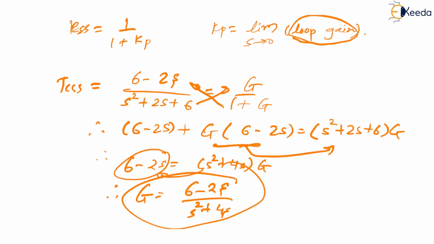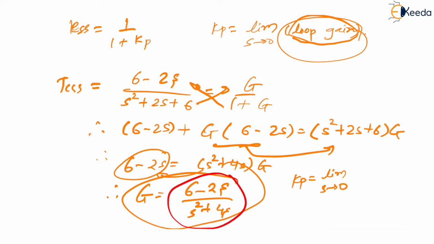Now, let us find Kp and ESS. What is Kp now? Kp is equal to limit as s tends to 0 of the loop gain or the open loop transfer function. What is the transfer function? The transfer function is here, right? Which is 6 minus 2s upon s squared plus 4s. What happens now? The moment I put s equal to 0, this becomes 0, this becomes 0. So anything finite and this becomes 0. So 6 upon 0 is nothing but infinity.